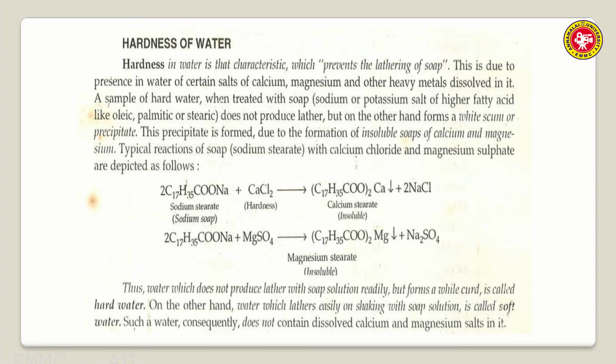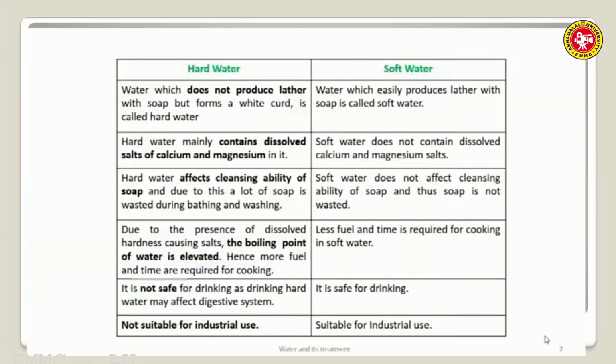On the other hand, water which lathers easily on shaking with soap is called soft water. Such water does not contain any dissolved calcium or magnesium salts. Now, I have given the differentiation of hard water and soft water here. So what is hard water? It does not produce lather, it contains dissolved calcium and magnesium salts, and it affects the cleansing ability of soap. Due to the presence of hardness producing salts, the boiling point of water is elevated and it is not safe for drinking, and it is also not suitable for industrial uses.